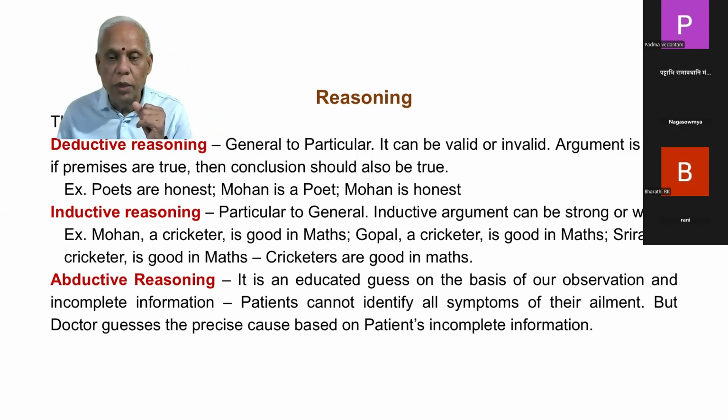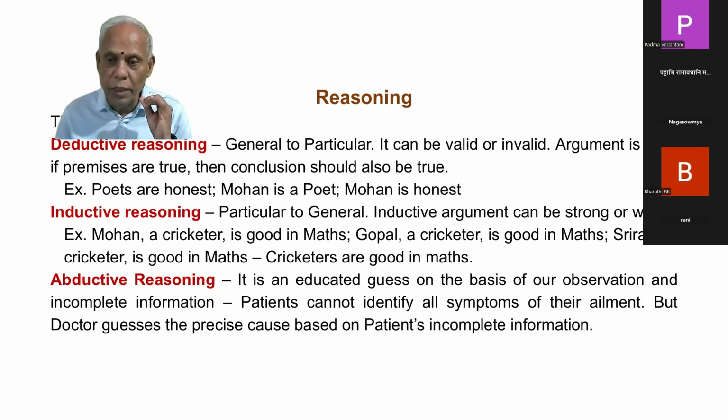ఈజ్ ఇట్ స్ట్రాంగ్ ఆర్ వీక్ అనేది మాత్రమే మనం చెప్పగలము. ఎందుకని నార్మల్గా ఎంతమంది క్రికెటర్స్ గుడ్ అట్ మ్యాథ్స్ అయినప్పుడు ఆల్ క్రికెటర్స్ ప్రాబబ్లీ ఆర్ గుడ్ అట్ మ్యాథ్స్ అని మనం వీ కెన్ రిడ్యూస్. ఇట్ కెన్ బి వీక్ ఆర్ స్ట్రాంగ్. వీ కెనాట్ సే దట్. ఇట్ డిపెండ్స్ ఆన్ ది పర్టికులర్ సబ్జెక్ట్, పర్టికులర్ టాపిక్. సో దిస్ కెన్ బి ఐదర్ వీక్ ఆర్ స్ట్రాంగ్.